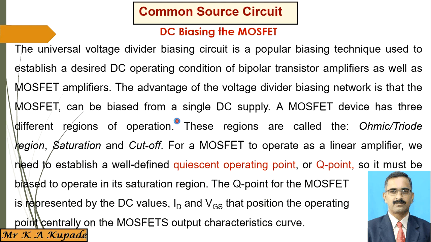This is the advantage, right? And considering all these things, the MOSFET device operates in three regions, as I said: the triode region or ohmic region, cutoff region, and saturation region. For linear amplification, the MOSFET should operate as a linear amplifier, so we have to establish a well-defined quiescent operating point, or Q point. That biased operation keeps the MOSFET in its saturation region, right?